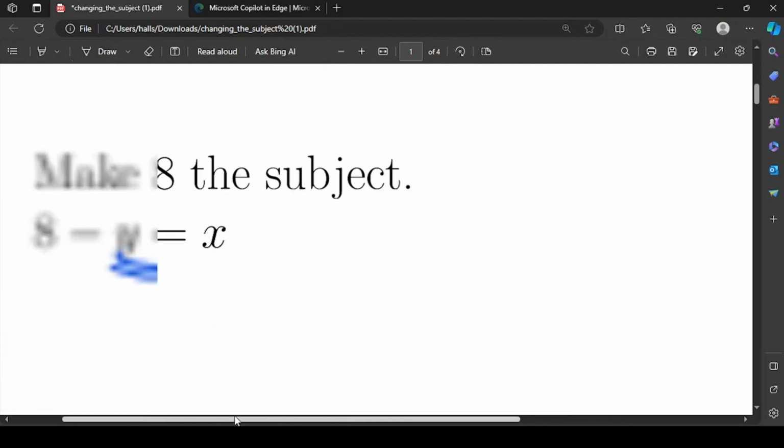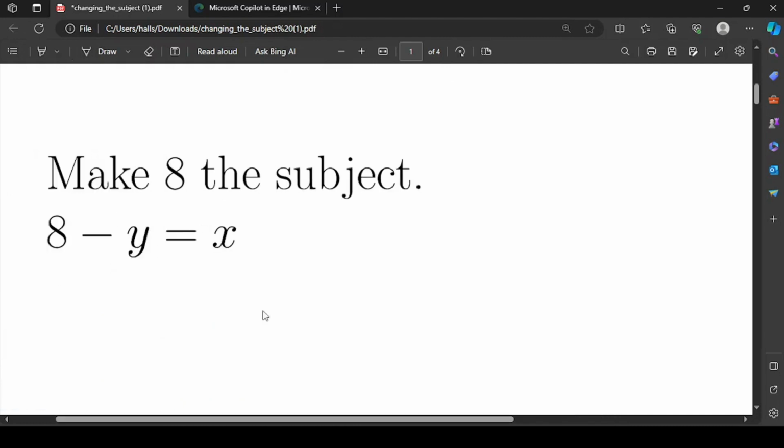So let's try some questions. If we have this equation, 8 minus y is equal to x, and I say make 8 the subject, well, just move the y over the equal sign. Move it to the next side and flip the sign of the y. So 8 is equal to x plus y. Y will go from minus to plus.